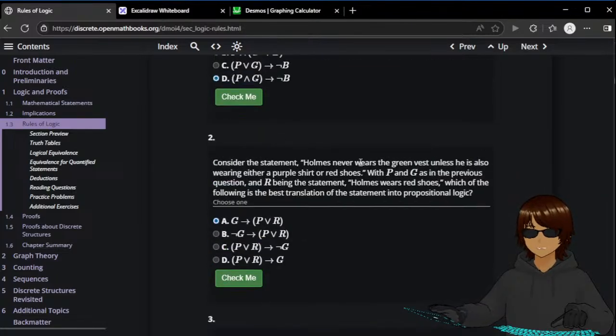Consider this statement: Holmes never wears a green vest unless he is also wearing either a purple shirt or red shoes. So that means that if he is wearing a green vest, that means he is wearing a purple shirt or red shoes. So then it's this one.